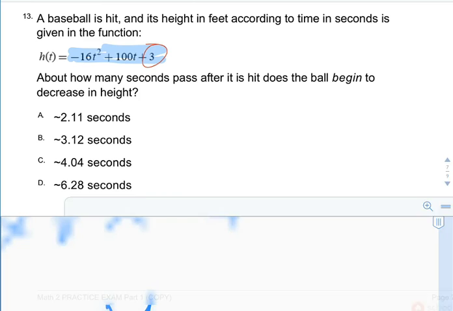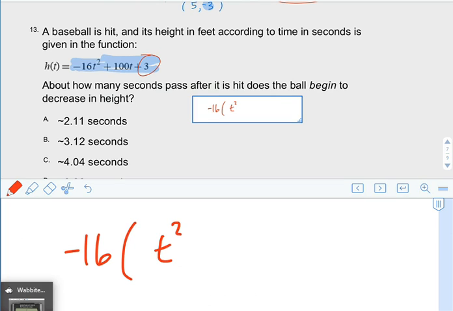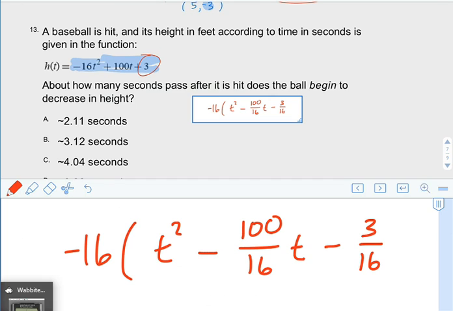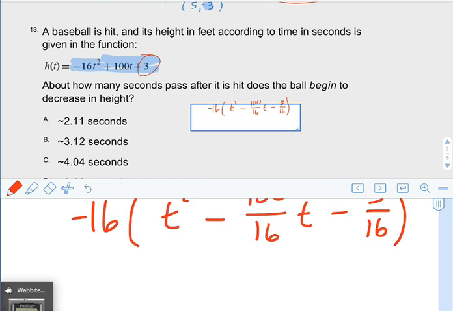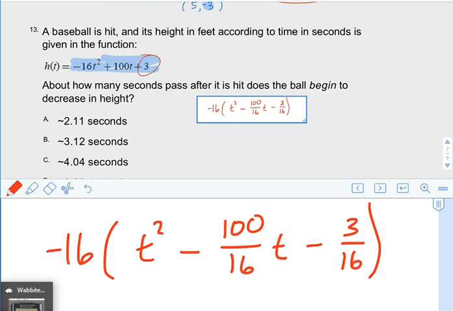I'm going to do vertex form. So I'm going to divide out that negative 16, no problem. That's t squared. What's 100 divided by 16? Oh, I don't know. 100/16. Then t plus, oh, that turns negative because you're dividing out a negative, so that turns into minus 3/16. Okay, no big deal. Now, what is half of 100/16? Let's see if we can reduce that. That's 50/8, 25/4.